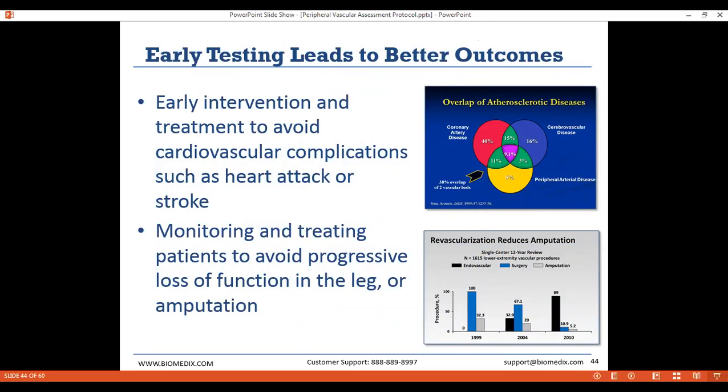So one of the things that we're really trying to do here with this vascular assessment protocol is identify patients earlier to protect them from amputation. Because this is a systemic process, there's a lot of overlap between patients with PAD who are also suffering from other things like cardiovascular disease or cerebrovascular disease.